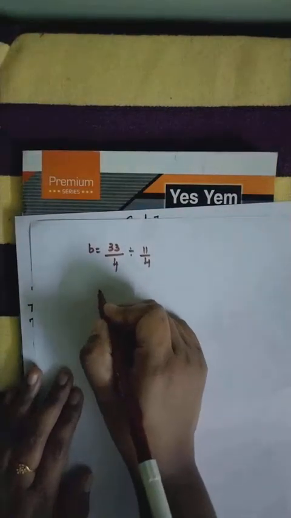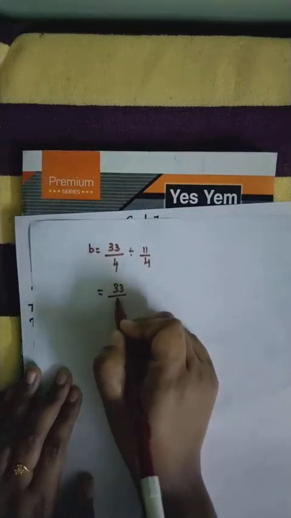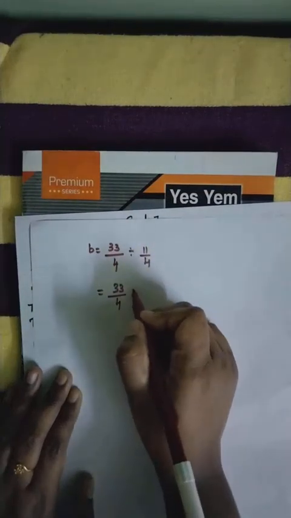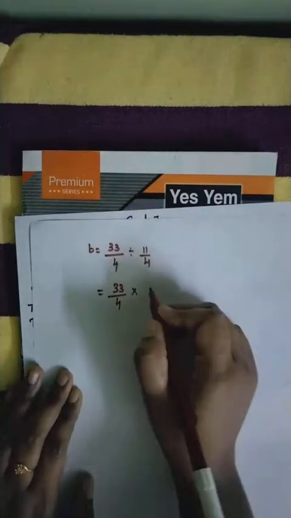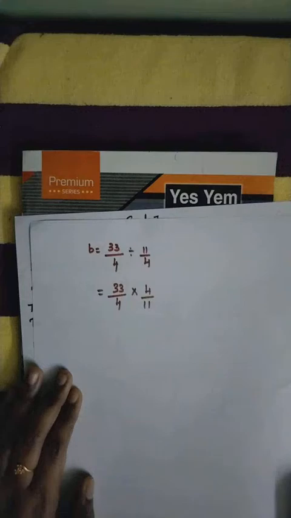You all know how to divide a fraction by a fraction, right? So 33 by 4. Next, this division sign will change into a multiplication sign. Then take the reciprocal of 11 by 4. The reciprocal is 4 by 11. Clear?